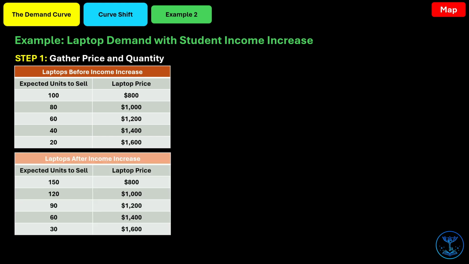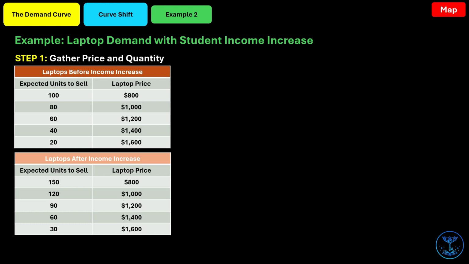And then here we have the laptops after an income increase. On the right side, we have the same prices. So laptop price of $800, but now our expected units have gone up. So instead of 100, we can expect to sell 150 for the same laptop price.